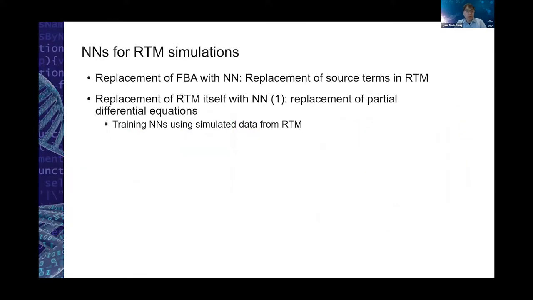Anyway, now I'll talk about the use of neural networks for the reactive transport model. There are three ways, actually. One, as a basic idea, we can replace the FVA calculation with a neural network. This corresponds to replacing the source term, the reaction rates, in the reactive transport model. Second, we can replace the reactive transport model itself with a neural network, meaning replacing the partial differential equations themselves. We can generate data by simulating reactive transport models and then use those data to train the neural network model.